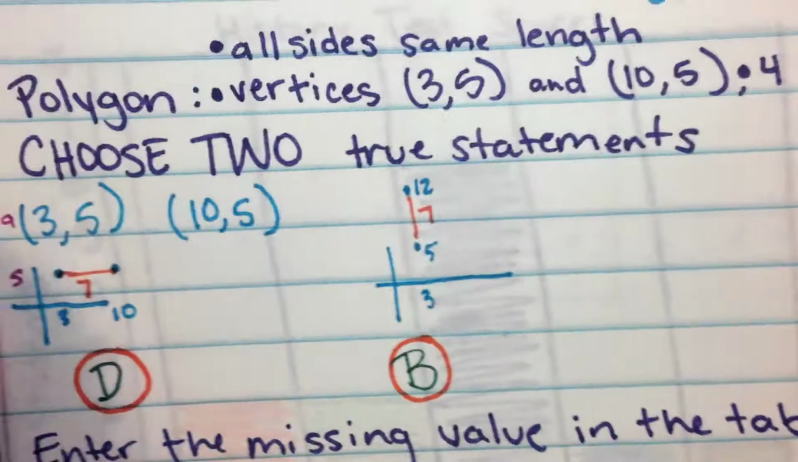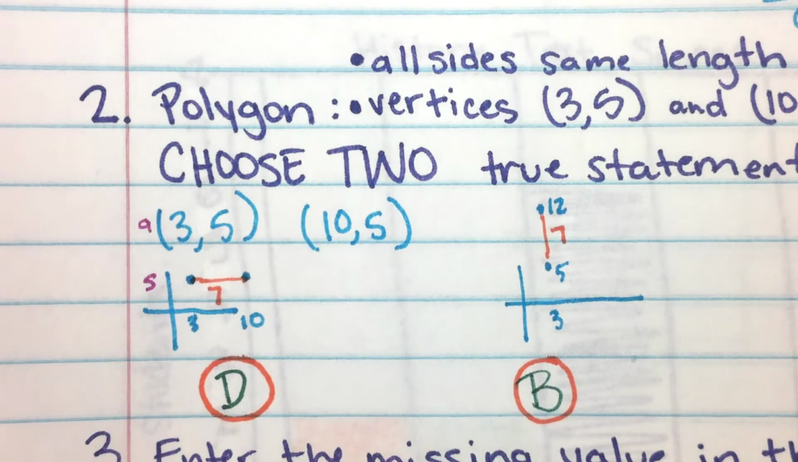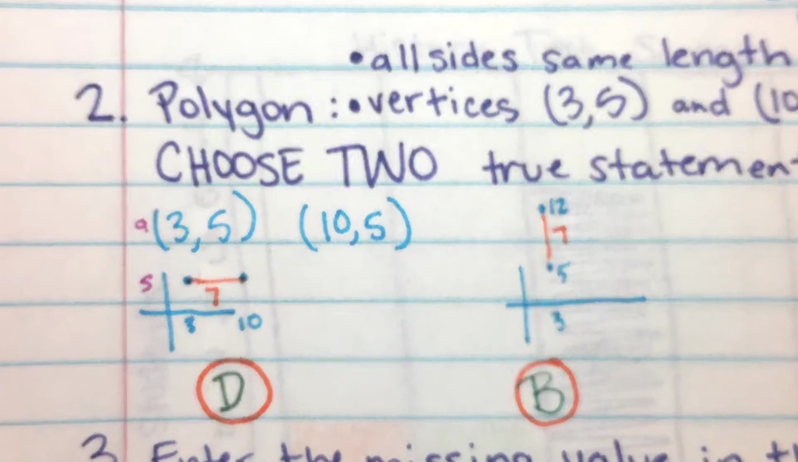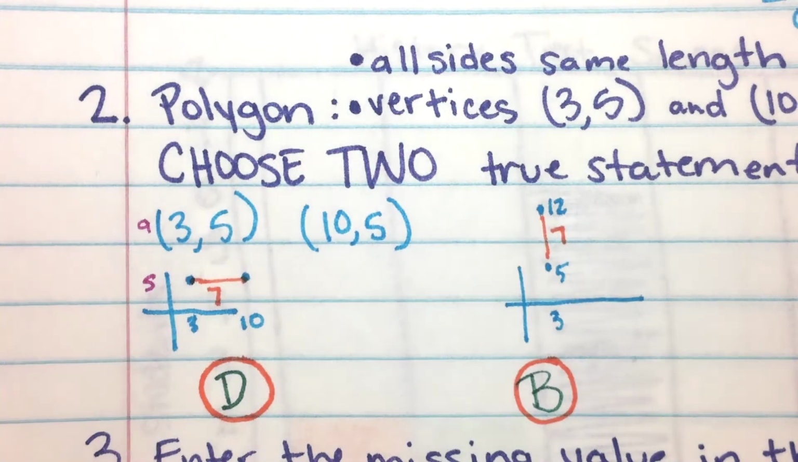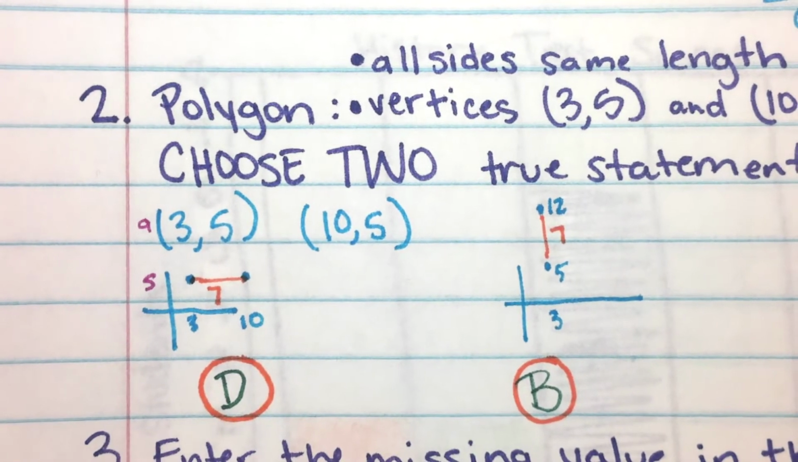No? Okay. So let's move on to number 3. So that one was B and D. That was easy to type into your iPad. Go to the next one. This is another easy one to type in. Enter the missing value in the table of equivalent ratios. They gave you a very easy one here, actually.